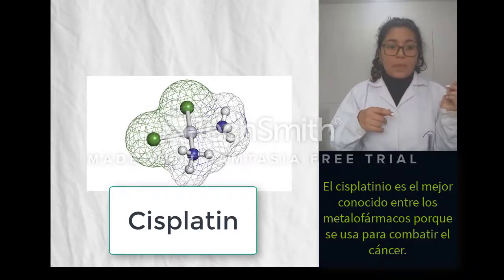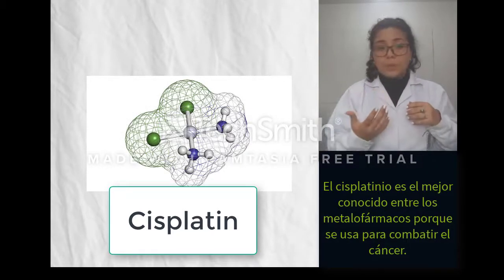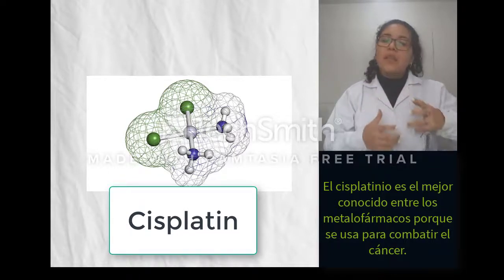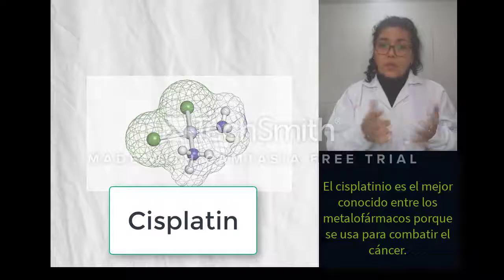Cisplatin is the best known among metal pharmaceuticals because it is used to treat cancer.